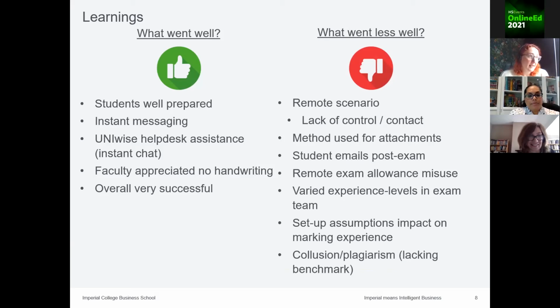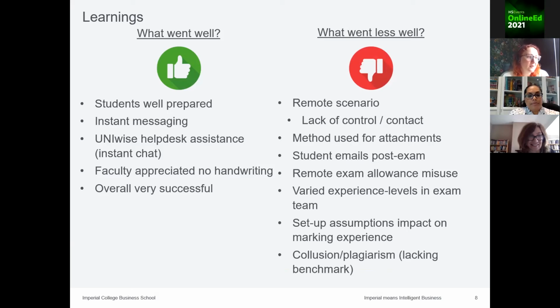In terms of the less positive side, the remote scenario was probably one of the most challenging aspects. So we didn't really have the control that we would normally have of being able to contact our students if they were in a room, have them contact us, etc. The method used for attachments didn't work as well as we'd hoped. The students weren't paying as much attention to where they were attaching things, making sure that they were naming things correctly. We had quite a few student emails post-exam from anxious students asking us to check things, difficulties handing in, etc.